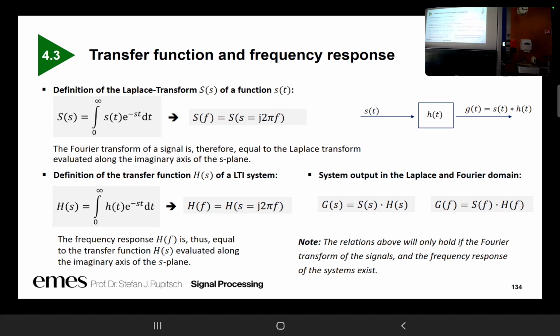What is more common, the description which is valid for a broader class of input signals, the frequency response or the transfer function? Transfer function, exactly, because in case of the transfer function, we have the sigma in addition, and with the sigma we can describe increasing and decaying signals.